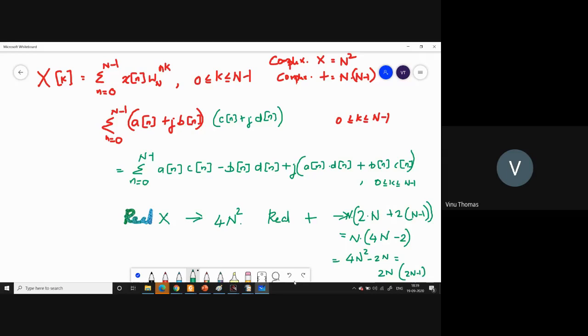You have a number of ways in which you can remember this. You can remember this as n into 4n minus 2. That is what you get from this discussion. And since it's equal to 4n squared minus 2n, you can also remember this as 2n into 2n minus 1. Do you have any doubts about how we arrived at the number of additions?